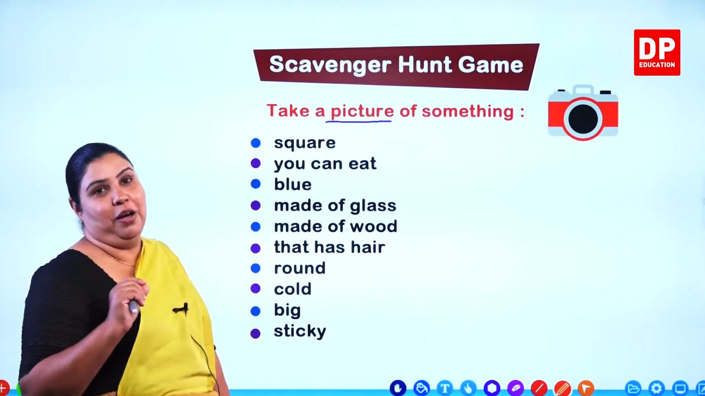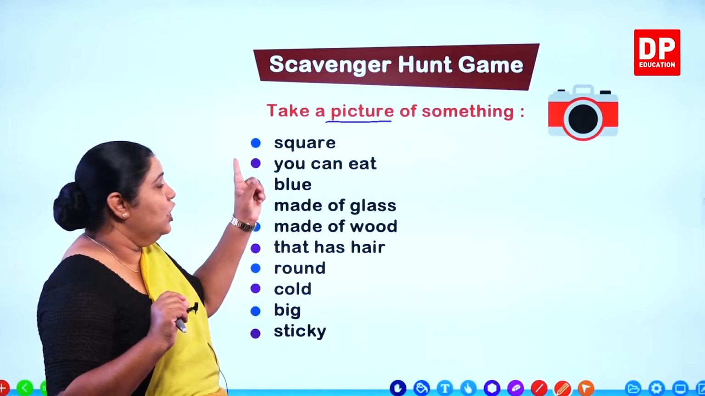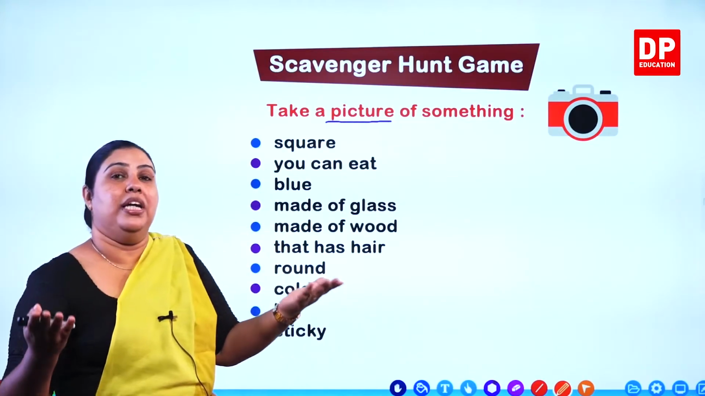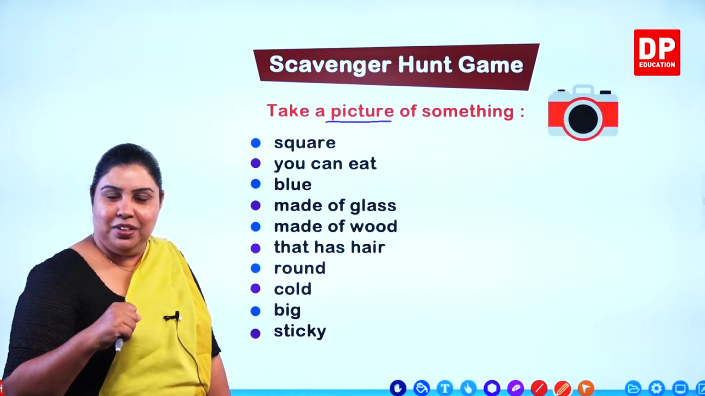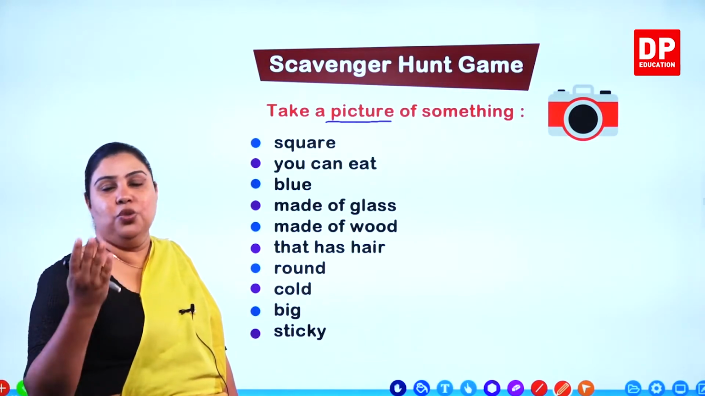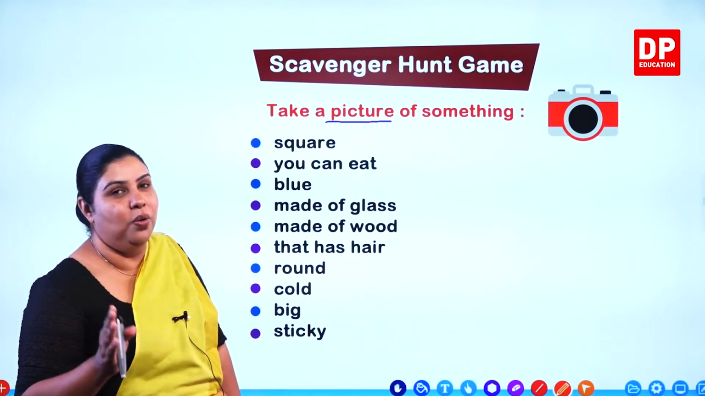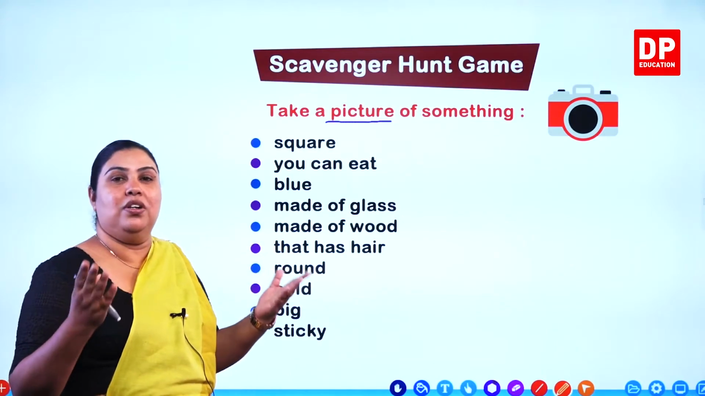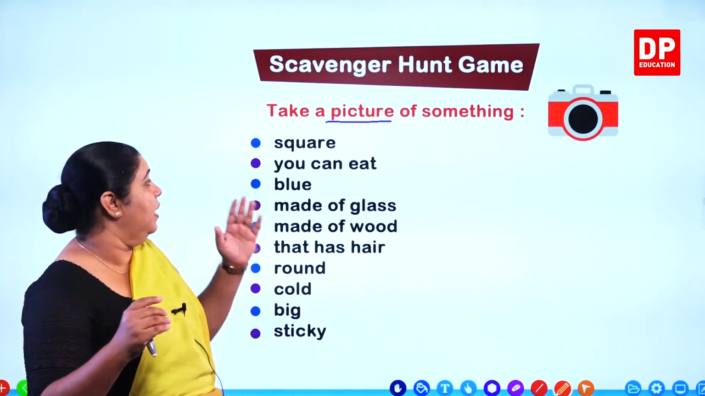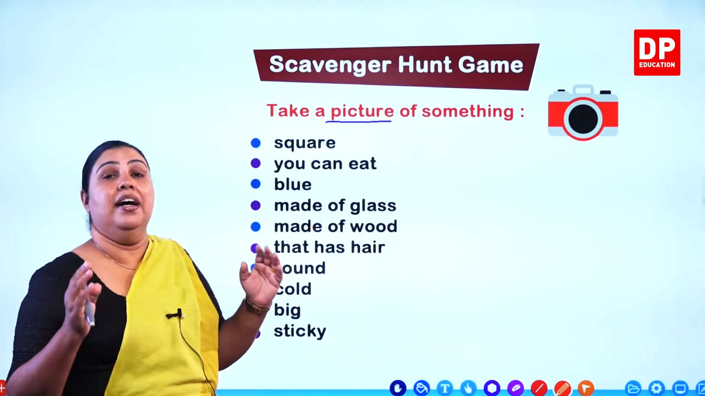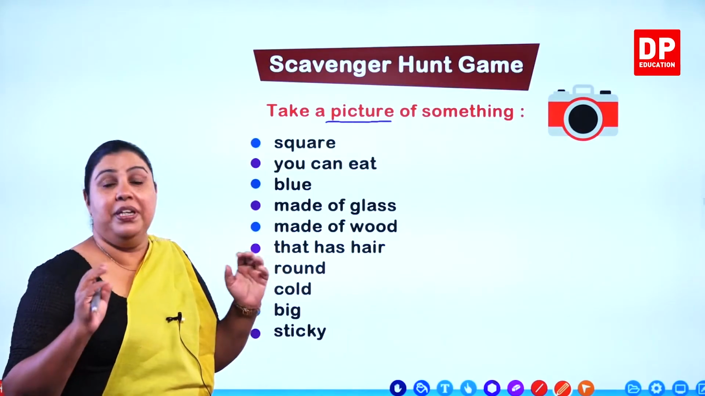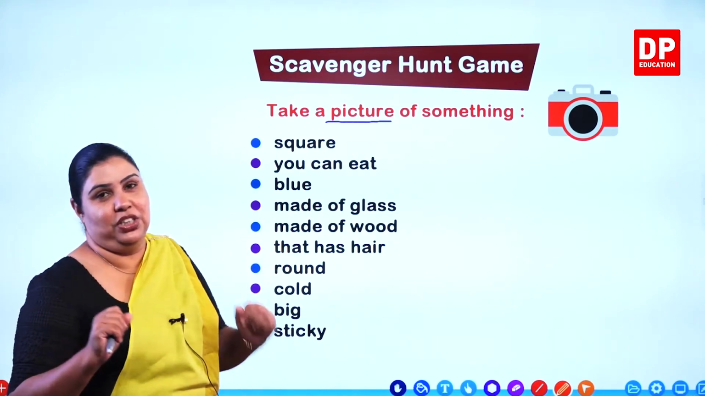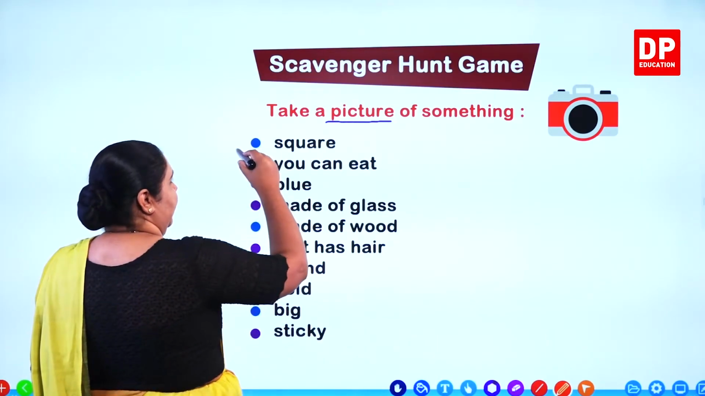Take a picture of something that is square. Now as we spoke before, something square. Maybe you can take a picture of a box. Okay, anything that is square. There are so many things that you can find around your house, in the garden. When you go out, you can find something similar to a box. The square shaped things you can find, you have to take a picture of that. Then you're done with that.